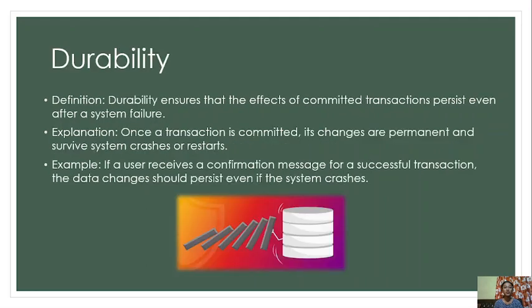The next letter is D, which stands for durability. It defines that the effect of a committed transaction persists even after a system failure. Once a transaction is committed, its changes are permanent and survive system crashes or restarts. For example, if a user receives a confirmation message from a successful transaction, the data changes should persist even if the system crashes.